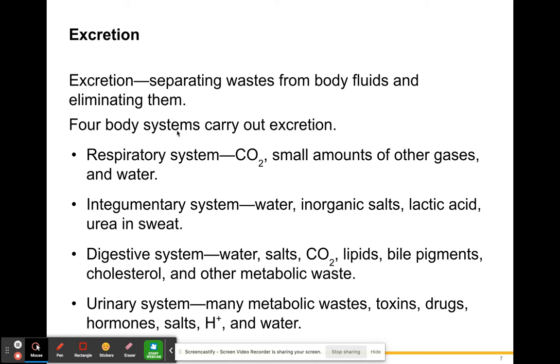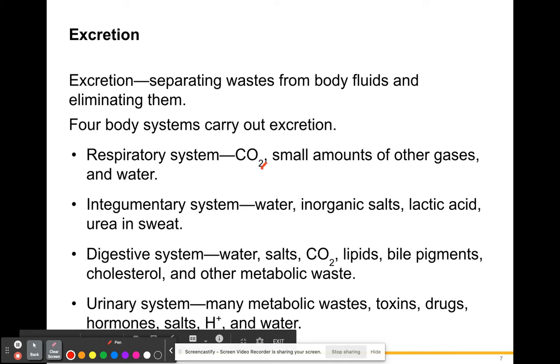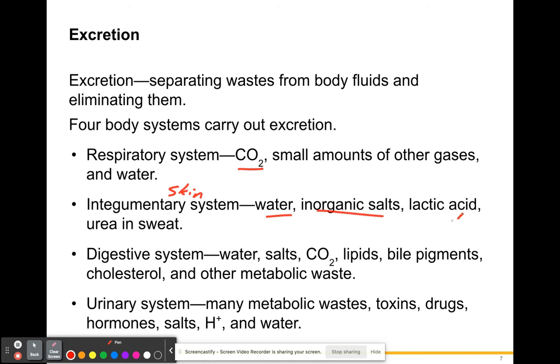Okay, 4 body systems carry out excretion. You have the respiratory system, which gets rid of carbon dioxide and other gases. Your integumentary system, which is your skin, gets rid of water, inorganic salts, lactic acid, and urea in your sweat. That's why your sweat tastes salty. The lactic acid will make it sting when it hits your eyes or something like that.